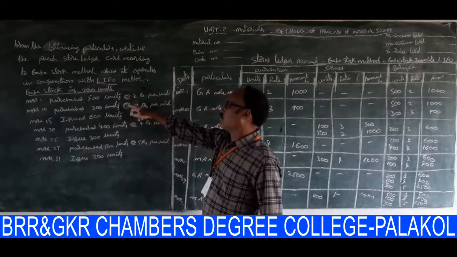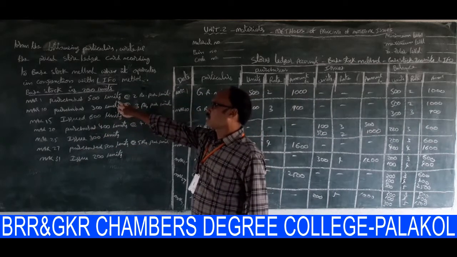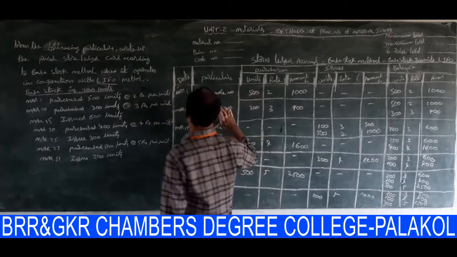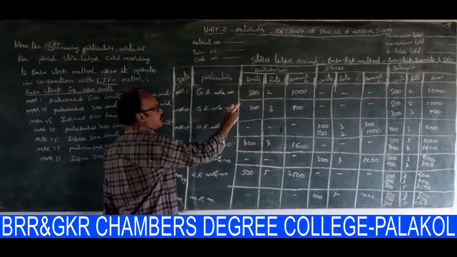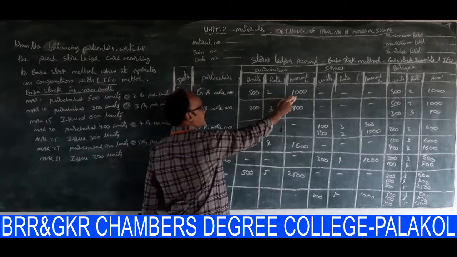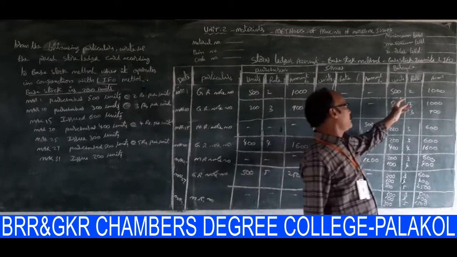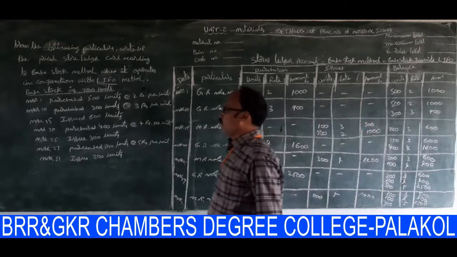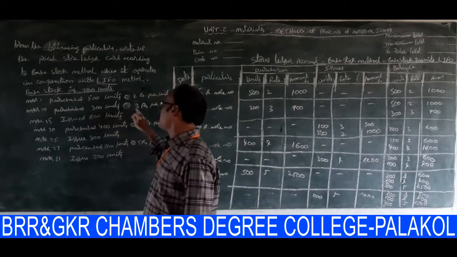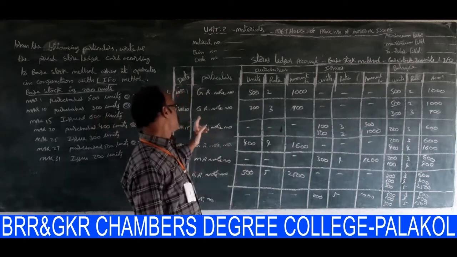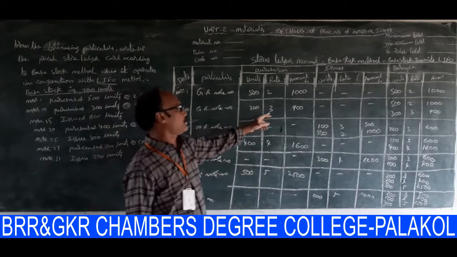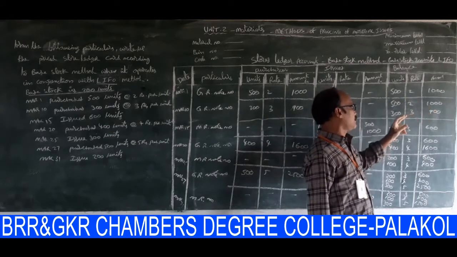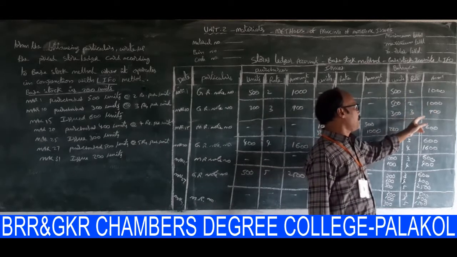First, March 1st purchases 500 units at the rate of 2 per unit. Okay, March 1st GR note number, 500 units at the rate of 2 per unit, 1000. Next one, March 10th purchased 300 units at the rate of 3 per unit. So GR note number, 300 units at 3 rupees, 900. So 500 units at 2 rupees, 1000, 300 units at 3 rupees, 900.